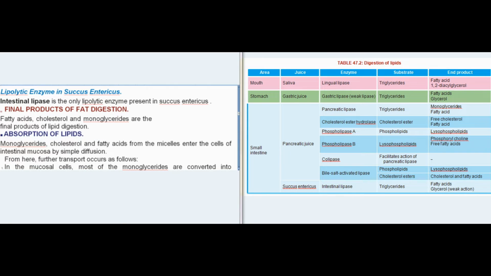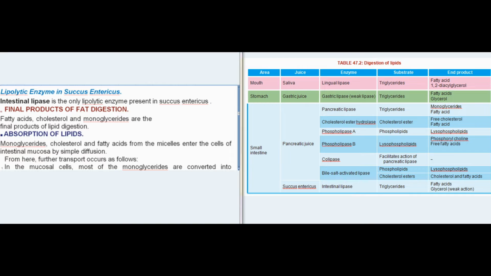Lipolytic enzyme in succus entericus. Intestinal lipase is the only lipolytic enzyme present in succus entericus. Final products of fat digestion. Fatty acids, cholesterol, and monoglycerides are the final products of lipid digestion. Absorption of lipids. Monoglycerides, cholesterol, and fatty acids from the micelles enter the cells of intestinal mucosa by simple diffusion.